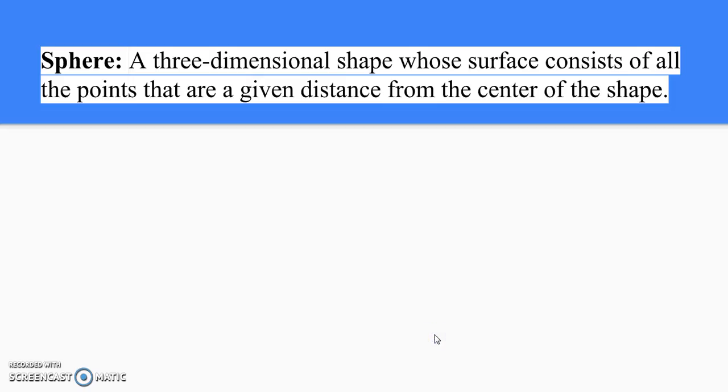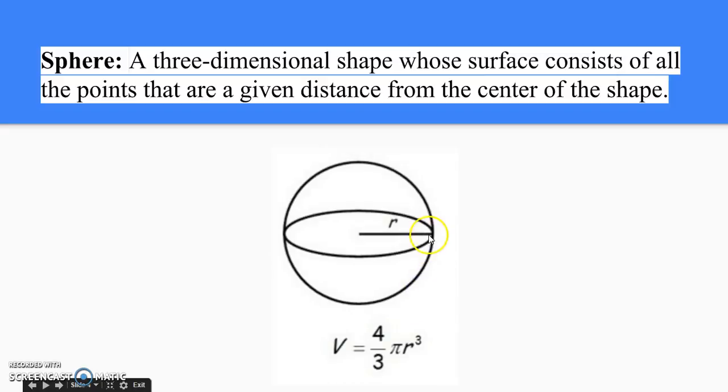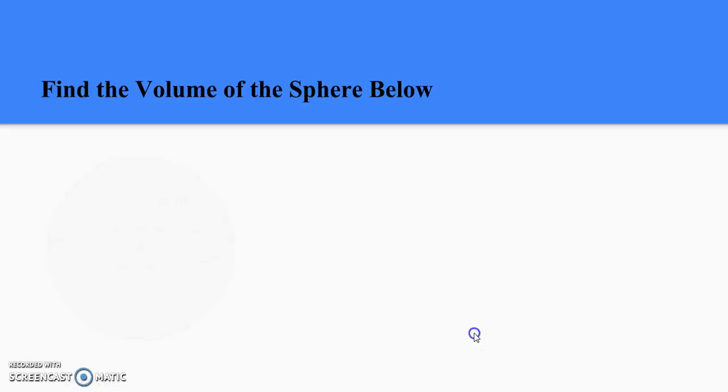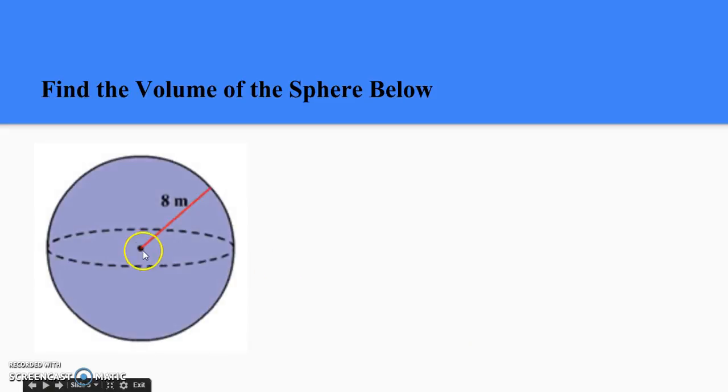Okay. Now looking at a sphere. A sphere is a three-dimensional shape whose surface consists of all the points that are a given distance from the center of the shape. Here is a sphere. Again, there's the radius, and the radius is the only dimension you use to find the volume of a sphere. So now we're going to find the volume of this sphere right here. You'll notice its radius is 8 meters.